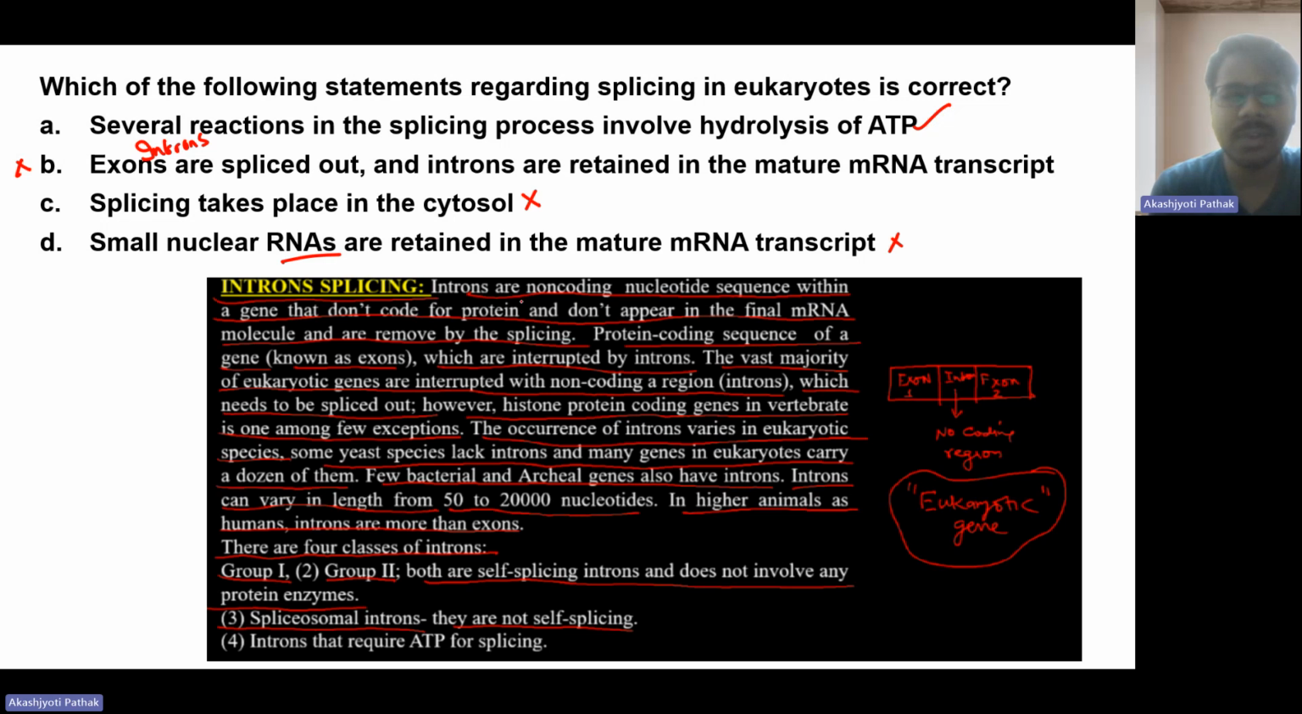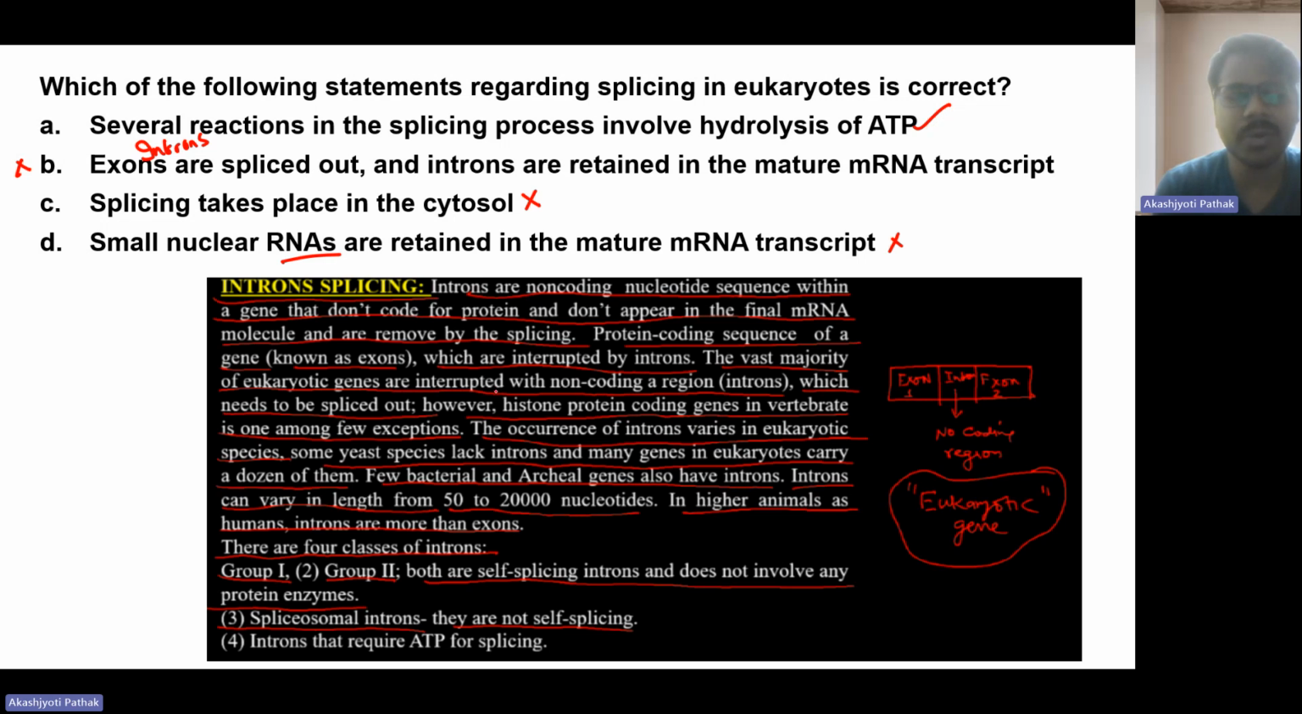Introns are non-coding nucleotide sequences within a gene that do not code for protein and do not appear in the final mRNA molecule, and these introns are therefore removed by splicing. The protein coding sequences of a gene are known as exons, and these exons are interrupted by introns. The vast majority of eukaryotic genes are interrupted with non-coding regions, so the introns have to be spliced out.